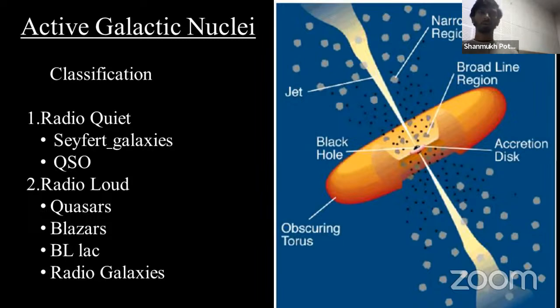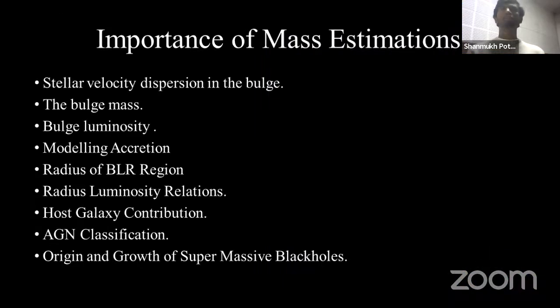So we'll be talking about those AGN whose center is directly visible to the telescope that we are observing with, so that we can easily get what is happening in the center of a galaxy. Okay, so why do we need to have a mass estimation?